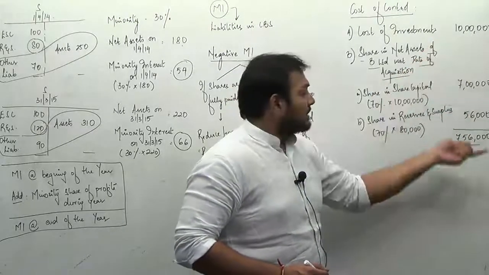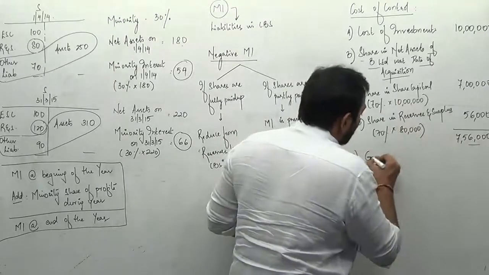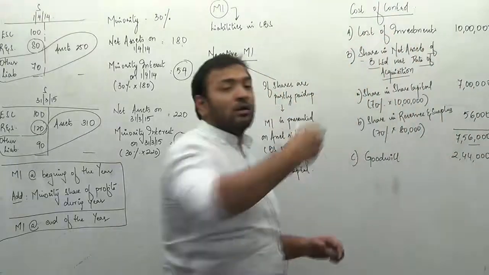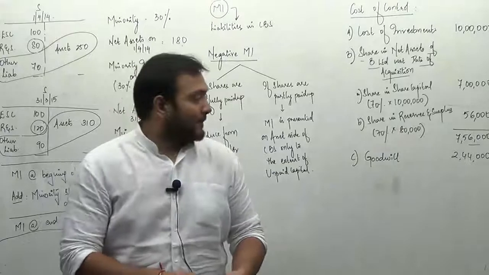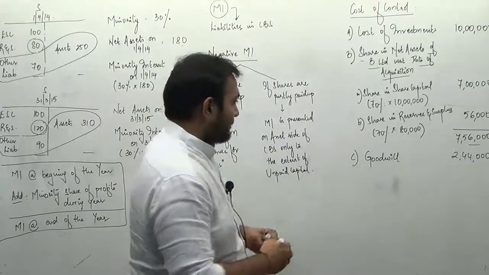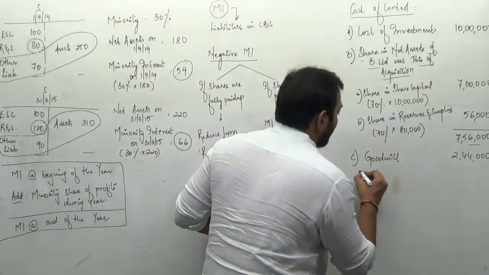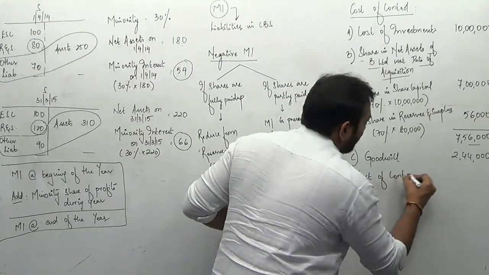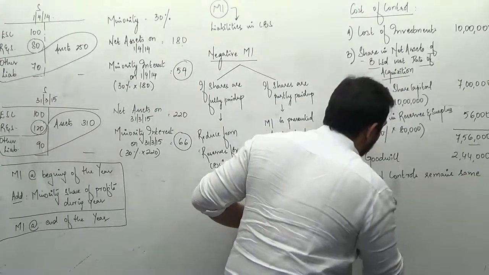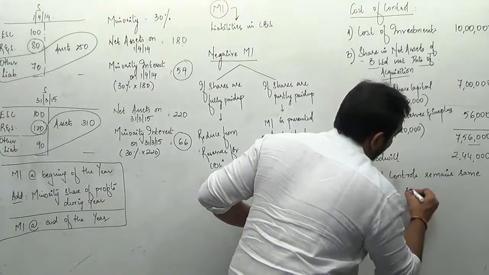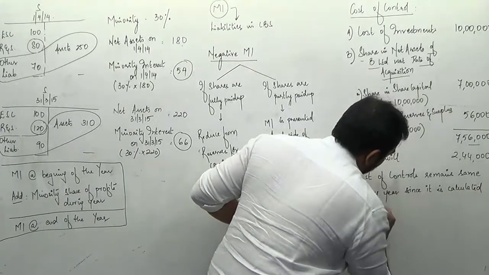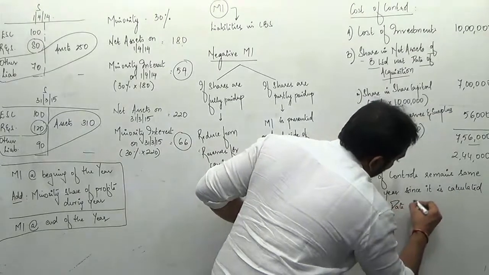I have acquired the investments at 10 lakhs. Net assets value is only 7,56,000. From there I can see that the balance should be treated as goodwill of the firm. Goodwill is 2,44,000. It will stay constant throughout. It will not change every year. Cost of control remains same every year, since it is calculated with respect to date of acquisition.